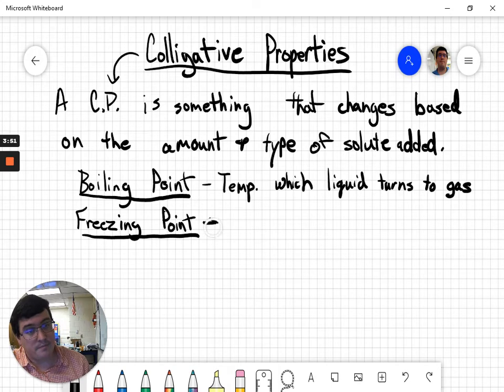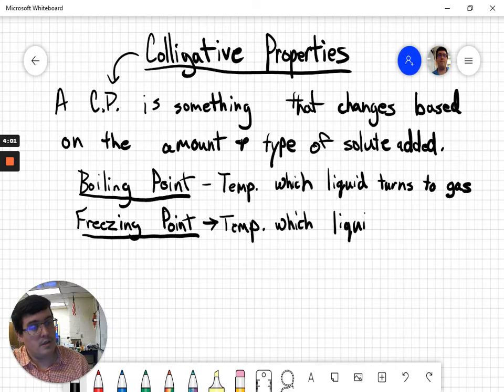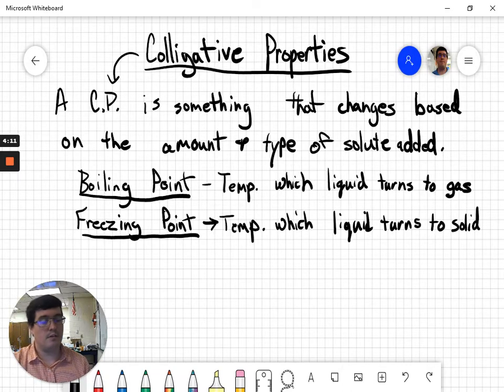Freezing point, then, is the temperature at which liquid turns to solid. Okay, so freezing point, you may have heard this before, but the temperature at which something freezes is also the temperature at which it melts. So if I see ice, I know it's at 0 degrees C if it's melting. Anytime that ice is melting, it's going to be at 0 degrees C.